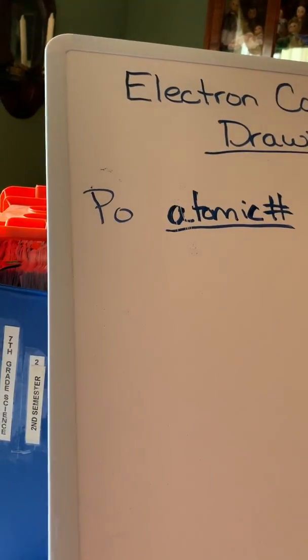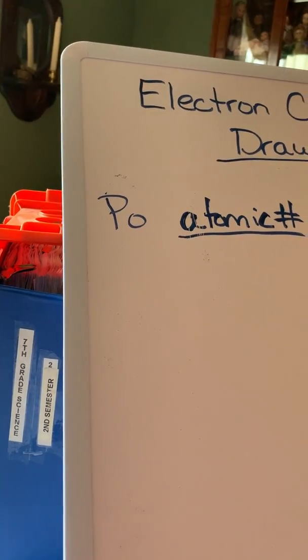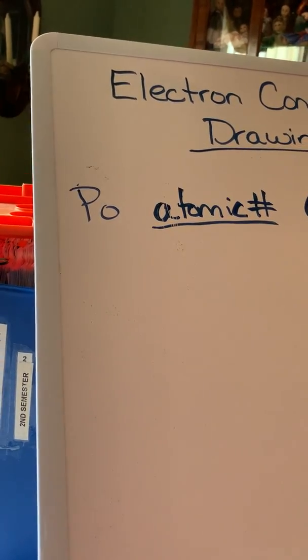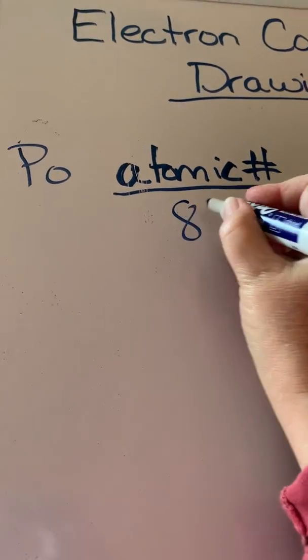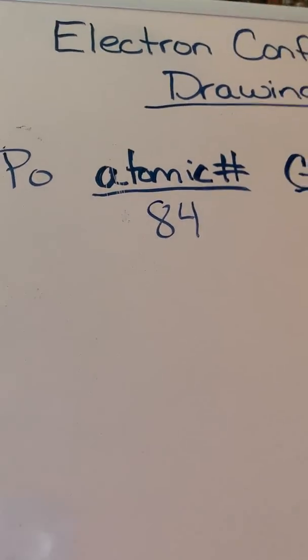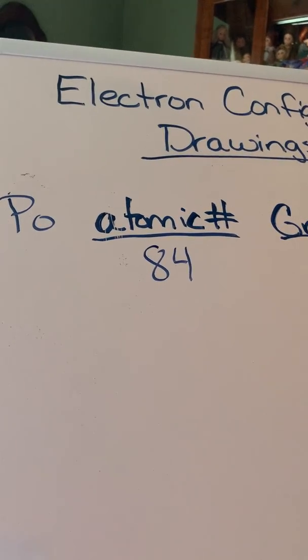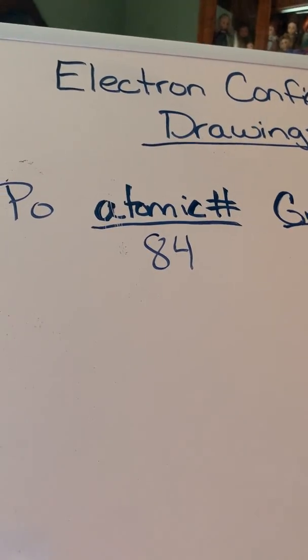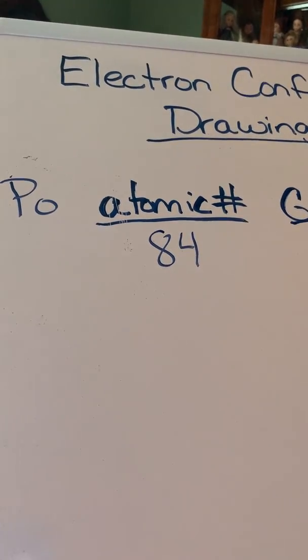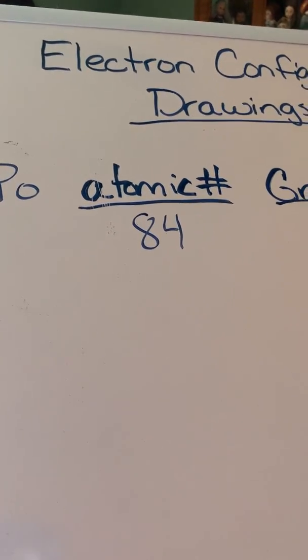Atomic number, look it up. What is the atomic number of polonium? I'm waiting. Have you found it? It is atomic number, you got it, 84. So that means we're going to have to account for 84 electrons because one more time, we're assuming that this is an electrically neutral atom.